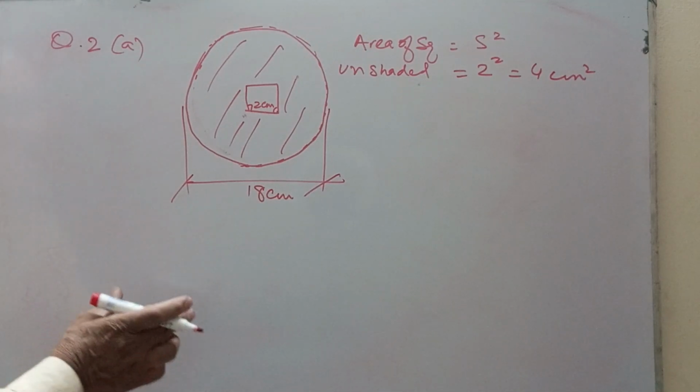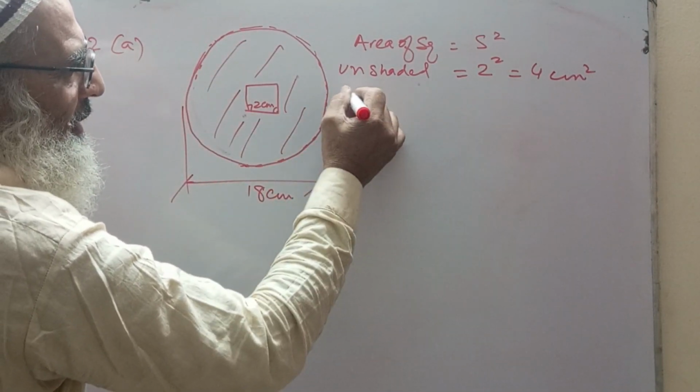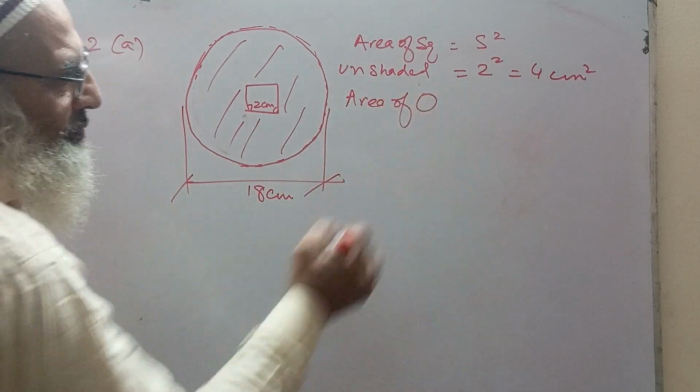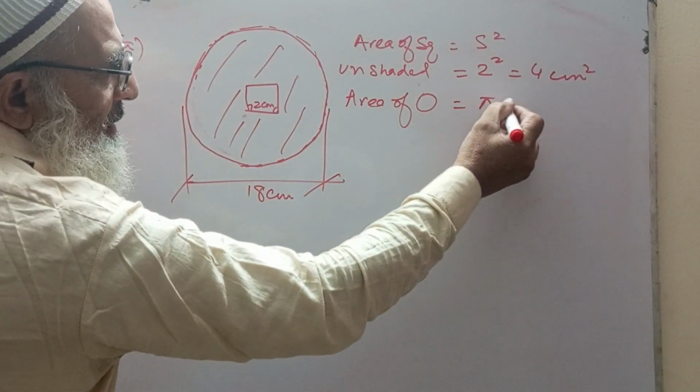Now the area of the whole circle. The area of a circle is pi r square.